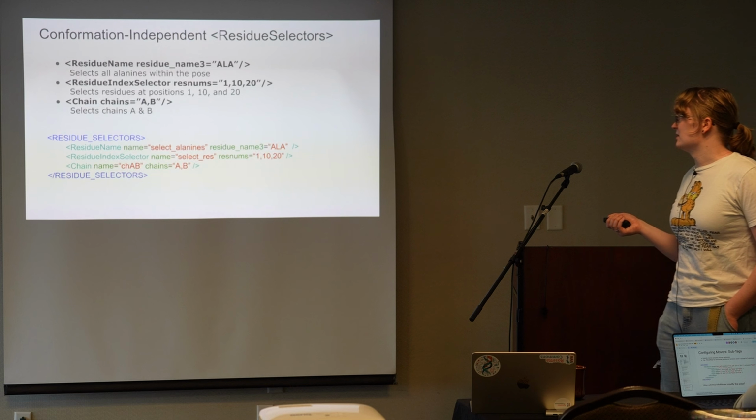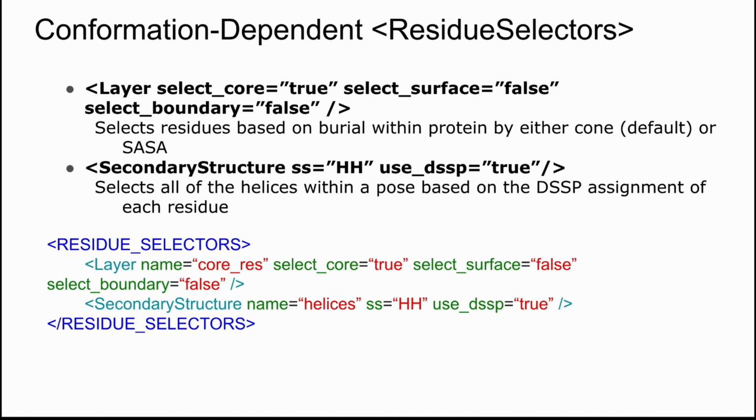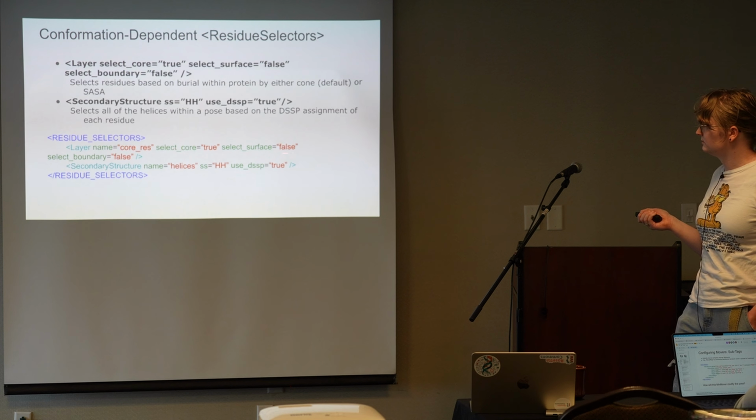Okay, beyond the normal selectors, you can also do some really cool stuff with conformation dependent selectors. For example, you can select residues based off of how buried they are. That'd be select core equals true, so you're wanting stuff in the core, not something on the surface. You can use SASA to select that. You can also select by secondary structure. In this case, this is selecting all the helices. You can use DSSP to determine the secondary structure in your pose to select on. And once again, this is how it looks in the actual XML.